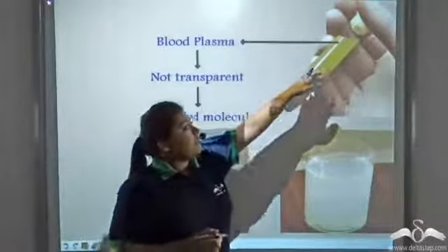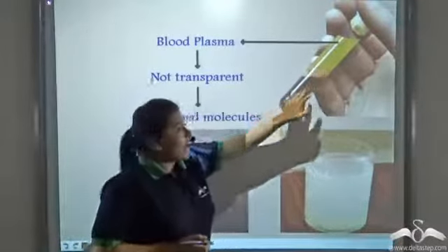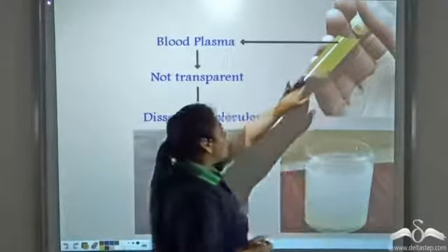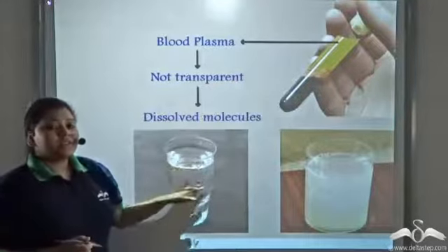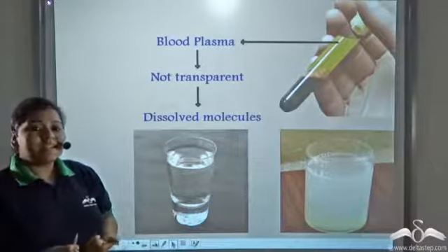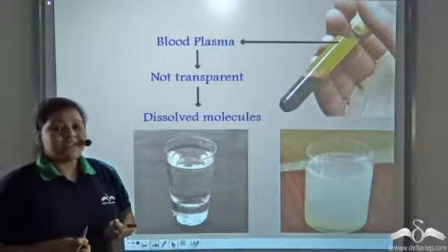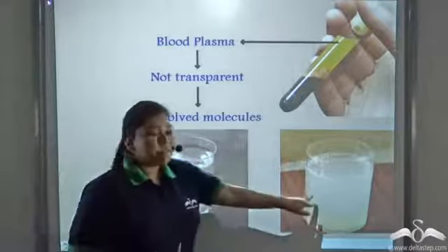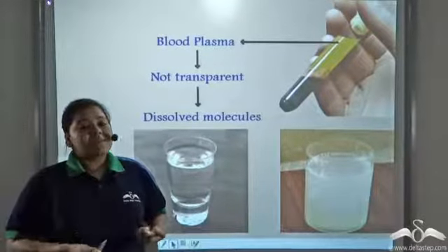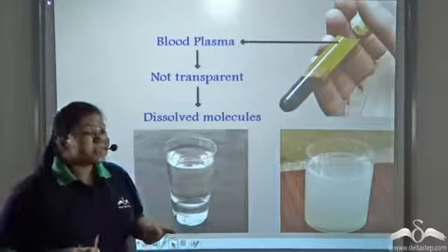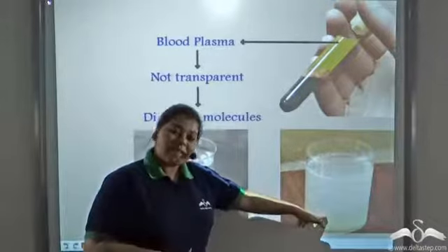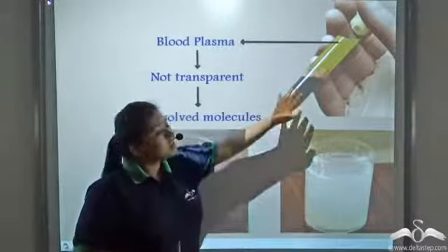Now, blood can be separated into plasma and the formed element. Now notice the plasma is not transparent like water. This is because it has dissolved molecules in it that prevents it from being transparent. Just like lemonade. See, even lemonade has a lot of dissolved molecules like minerals, and hence it is not transparent like water, but it is translucent. Similarly, even plasma is not transparent.